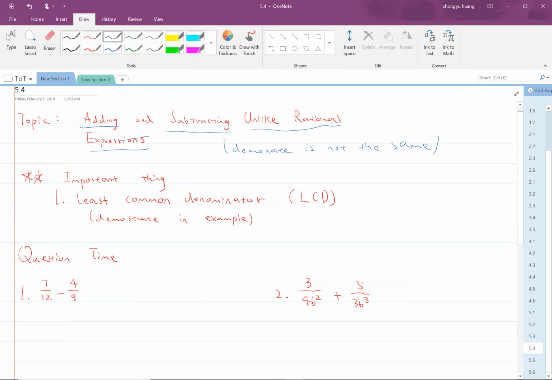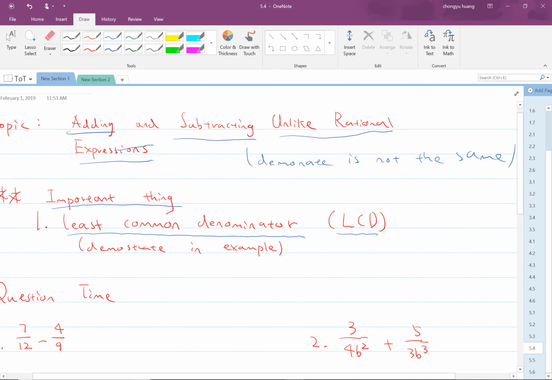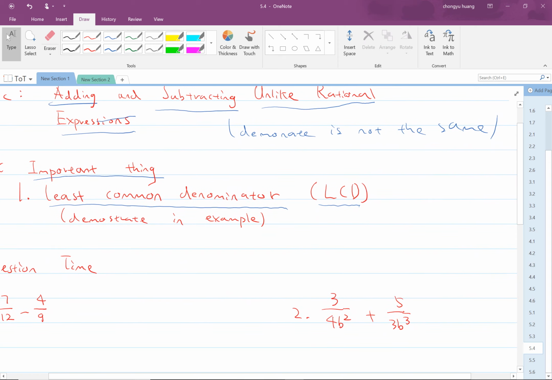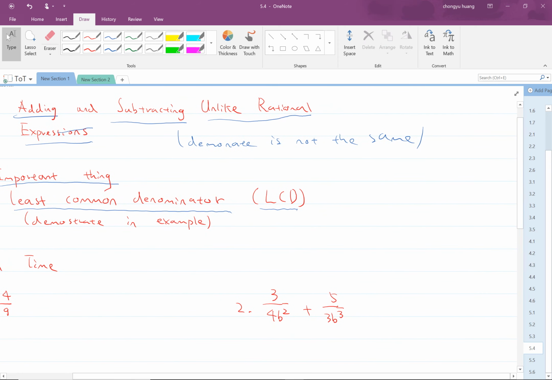Okay, so before we actually do some questions, there are some really important things we have to introduce to you guys. The really important thing here is the least common denominator, which we can abbreviate as LCD. Let me give you some examples on the right hand side.